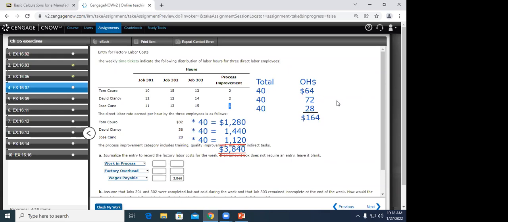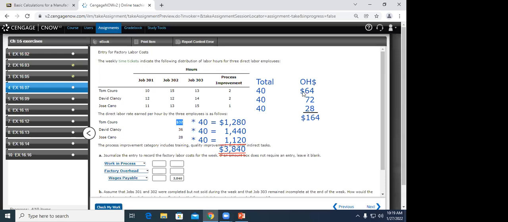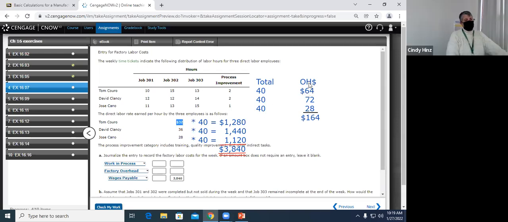So you just multiply the process improvement with the amount earned. So like the 2 times 32. Yes, exactly. This is hours, this is dollars per hour. I multiplied those together to get the total dollars that were indirect labor or process improvement. And for the 3 gentlemen, it was $164 total. And so that's how much I would need to debit to factory overhead.